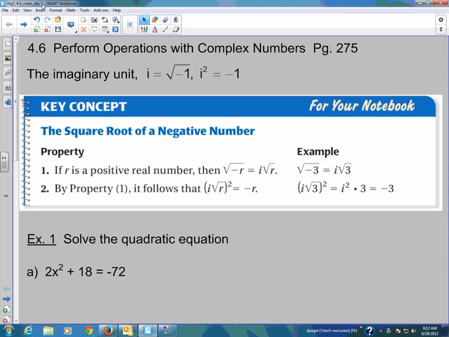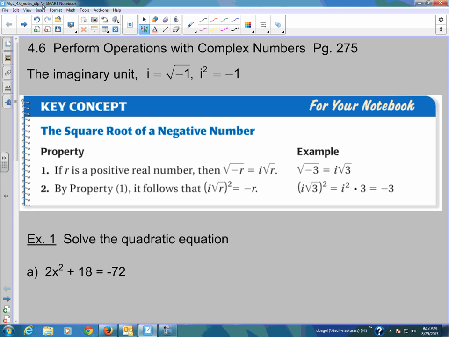If I have a problem that gives me a negative number under an odd root, third, fifth, seventh, ninth root, I do not have a complex number that will result from that. And let's talk real quickly about maybe why that happens.